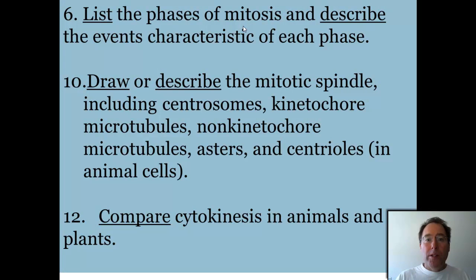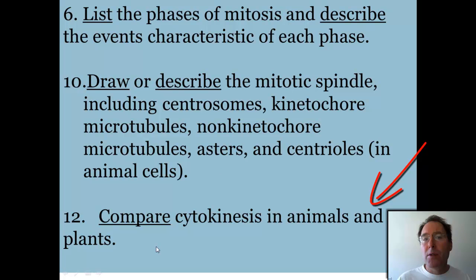The next part of 12.2 is going to talk in more detail about mitosis and the phases. They call them the phases of mitosis. So be able to answer objective 6 here. In number 10, it allows you to either draw or describe a bunch of these things. This is vocabulary. You have to know what these things are and understand how they participate in the mitotic process. All these words, kinetochore, non-kinetochore, make sure that you find those in the book.